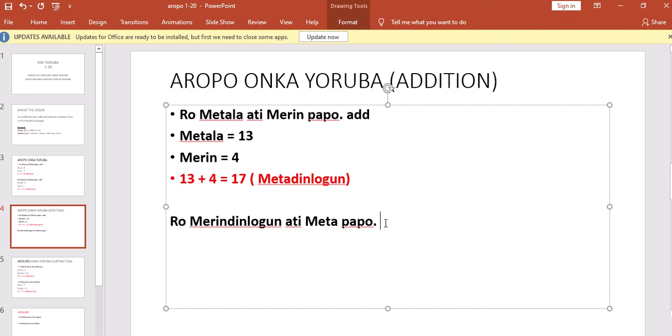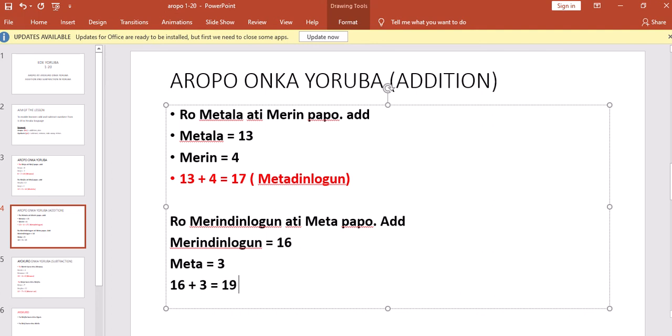Kí ni ìtumọ̀ ro? Add. Okay, then àwa wo nọ́mbà tá a máa ṣe. Mẹ́rìndínlógún, kí ni mẹ́rìndínlógún? Mẹ́rìndín nínú ogún, that is 16. Nọ́mbà kejì sọ pé mẹ́ta, kí ni mẹ́ta? Mẹ́ta is 3. So tá a bá ro méjèèjì papọ̀, 16 plus 3, kí ló máa jẹ́ ìdáhùn wa o?